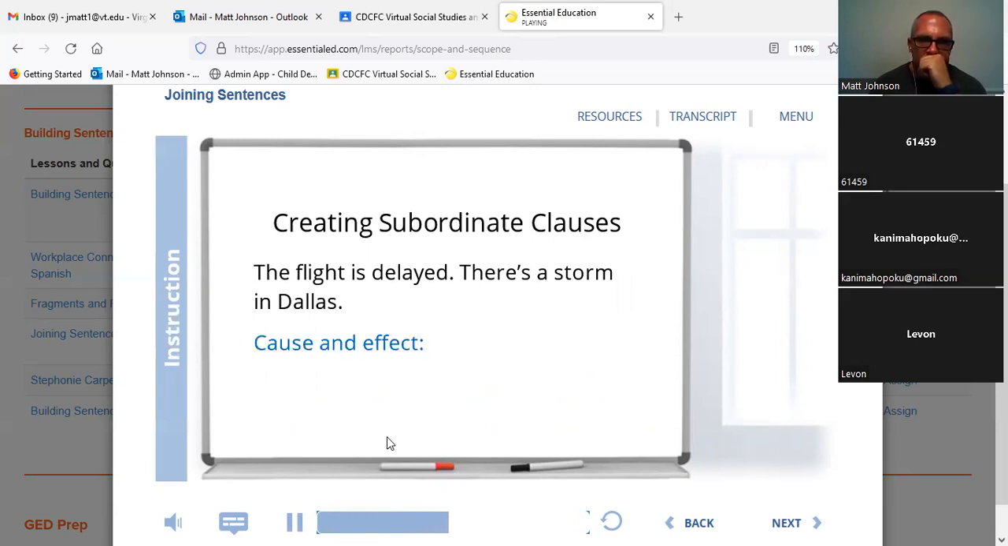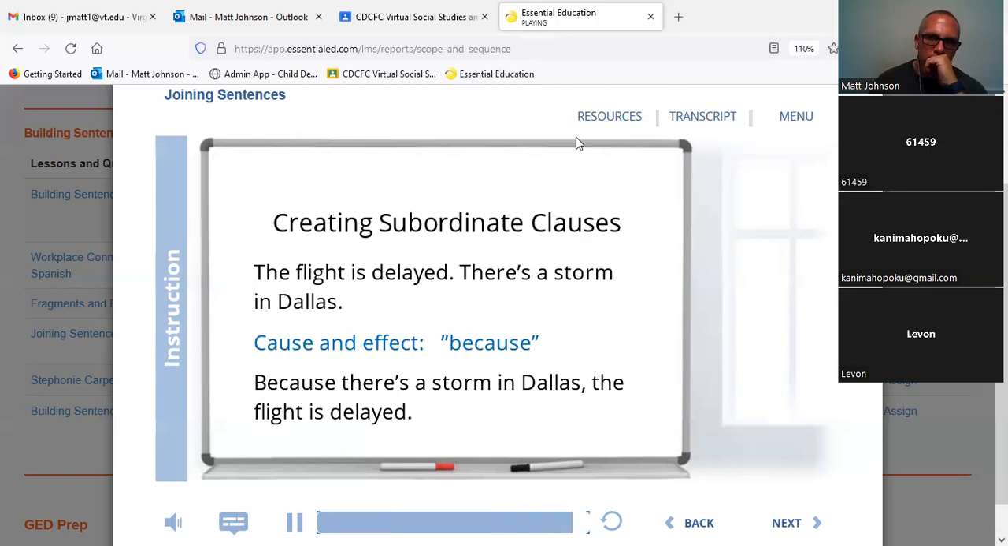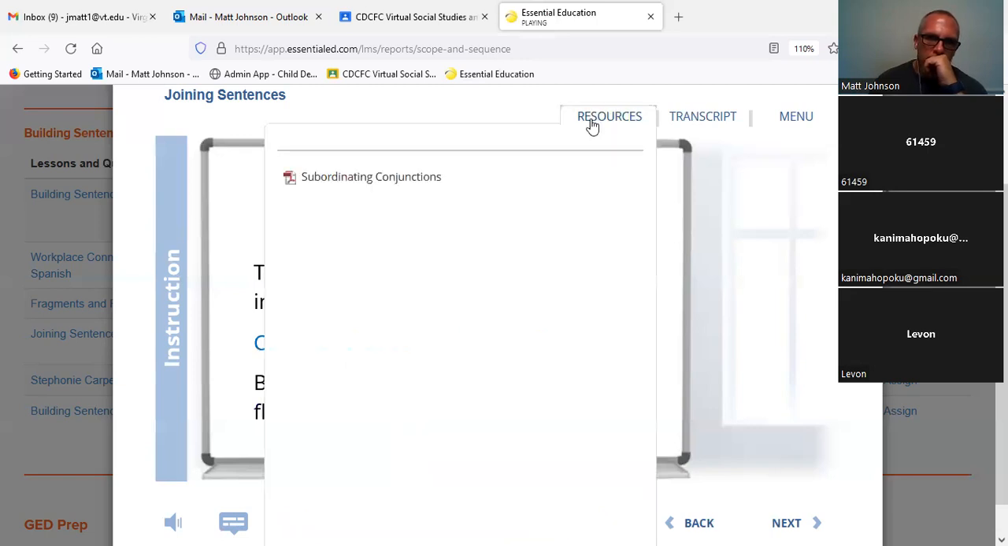It's cause and effect. If there's a storm, it might make planes late. So the word because is a good choice to join these two ideas. You can put the subordinate clause at the end of the independent clause, like this. The flight is delayed because there's a storm in Dallas. Notice that you don't need to add a comma or any punctuation. You can also put the subordinate clause at the beginning with a comma after it. Because there's a storm in Dallas, the flight is delayed. You'll find a list of subordinating conjunctions in the resources that you can use in your writing. They're useful because they show the relationships between ideas.